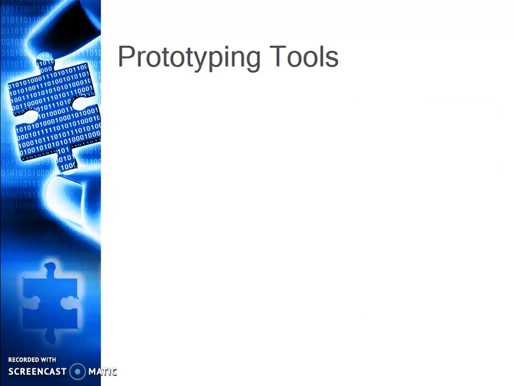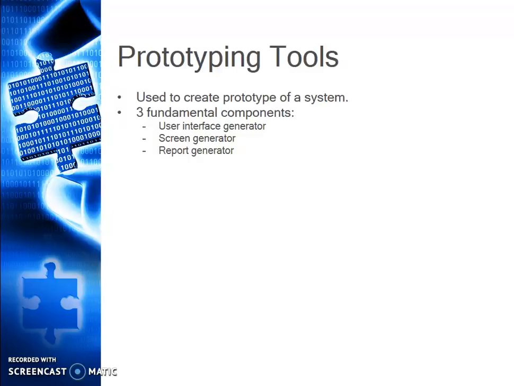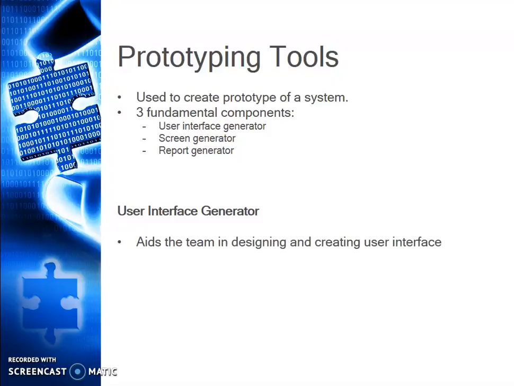Next, let's discuss prototyping tools. This is used to create a prototype of a system. It has three fundamental components: user interface generator, screen generator, and report generator. The user interface generator helps the team in designing and creating the user interface. In the development cycle, the user interface is usually approved by the customer. So the development team can send the user interface design to the customer.